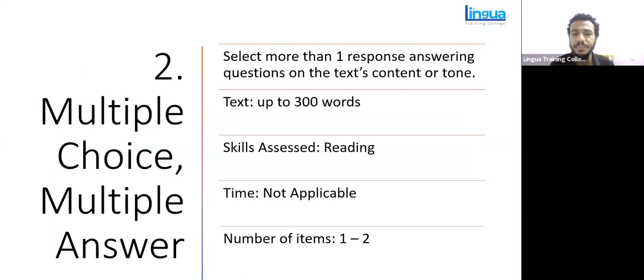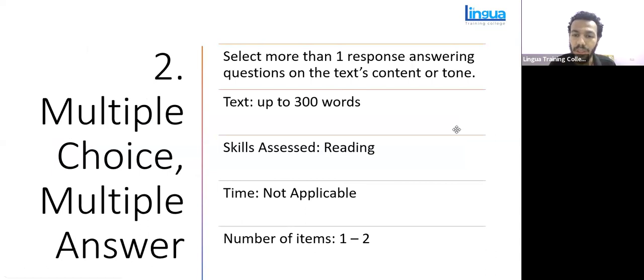Second question, and here is a bit of a tricky point for this question. We'll face it again in the listening part, but let's see here. That's regarding scoring.